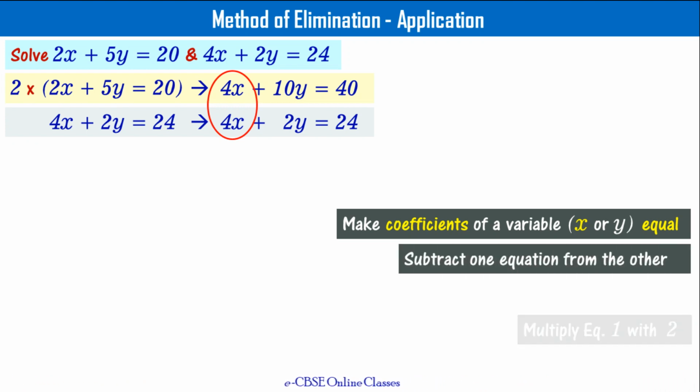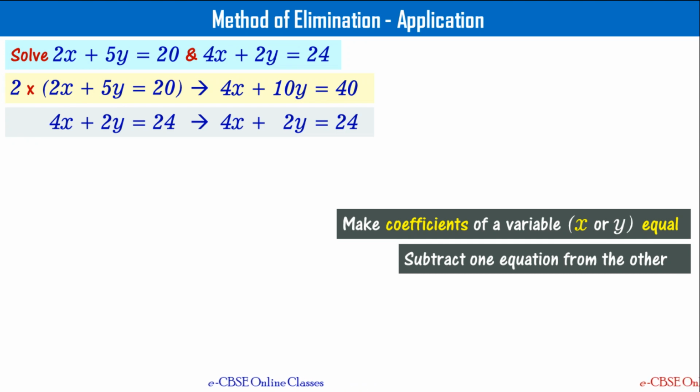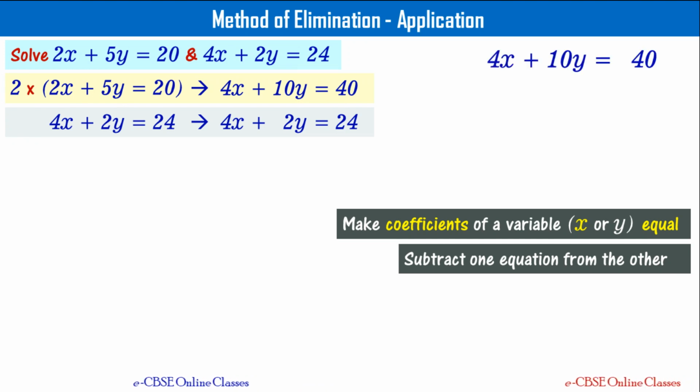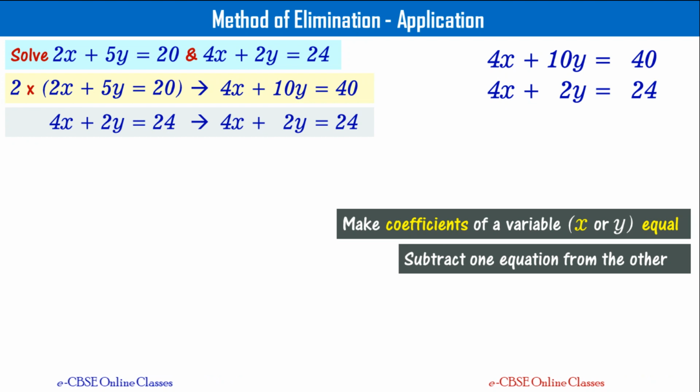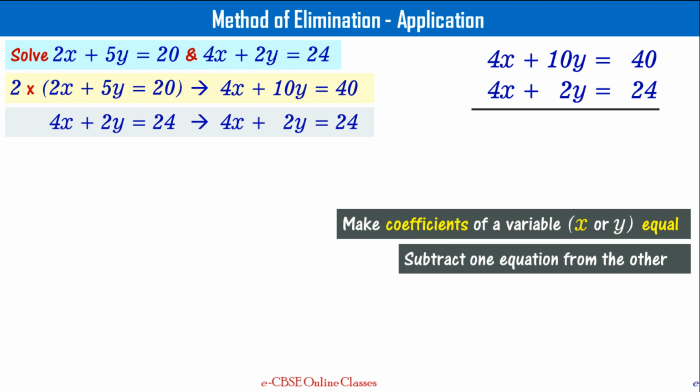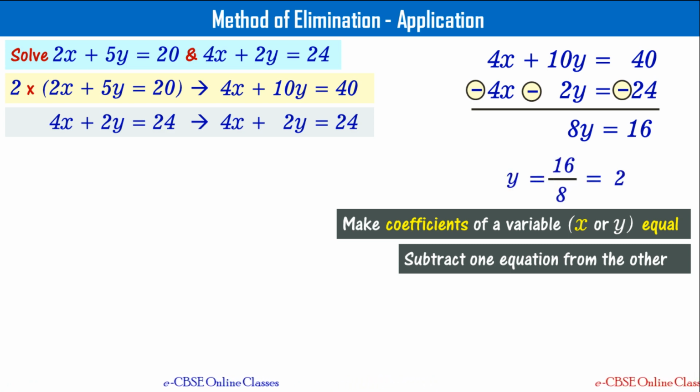Now we have to subtract one equation from the other. Let me subtract 4x plus 2y equal to 24 from the other equation, that is 4x plus 10y equal to 40. To do that, we change the signs of all the terms in the equation below and simply add term by term, right? When you do that, you get 8y equal to 16. It means y equal to 2, right?